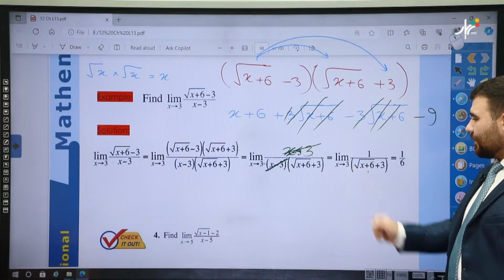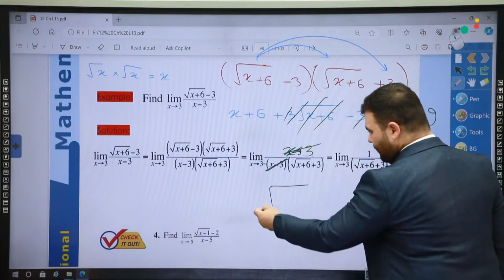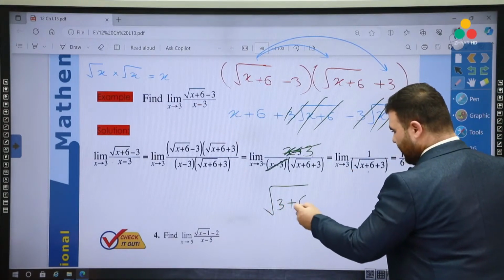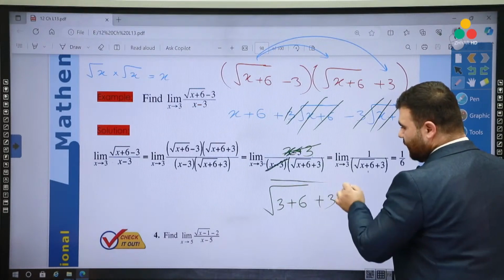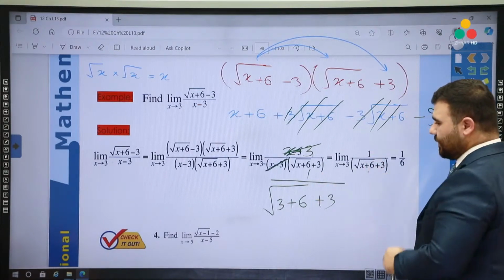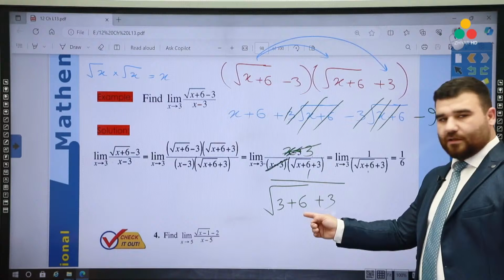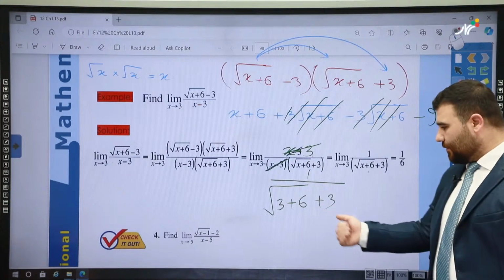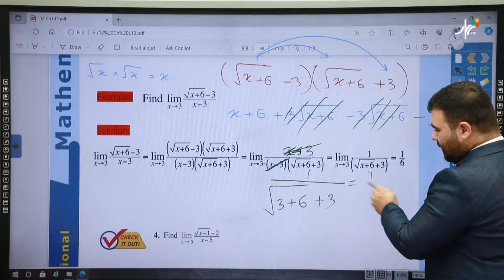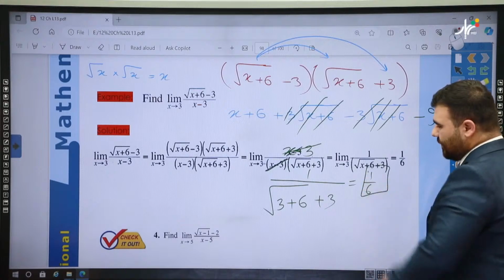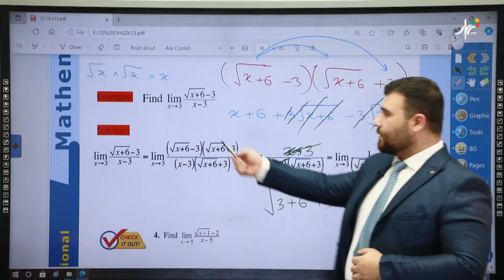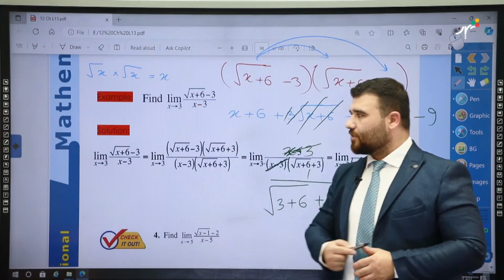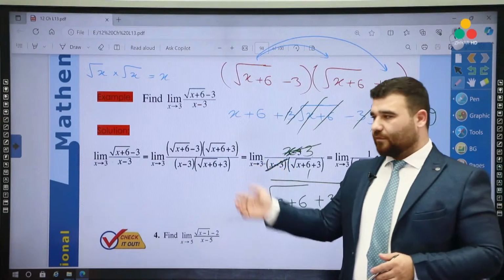If I replace x with 3, it will be square root of 3 plus 6 plus 3 in the denominator, and 1 in the numerator. This will be 9. Square root of 9 is 3. 3 plus 3 is 6. And 1 over 6 is the final answer after multiplying by the conjugate and cancelling the term that forms 0 over 0.